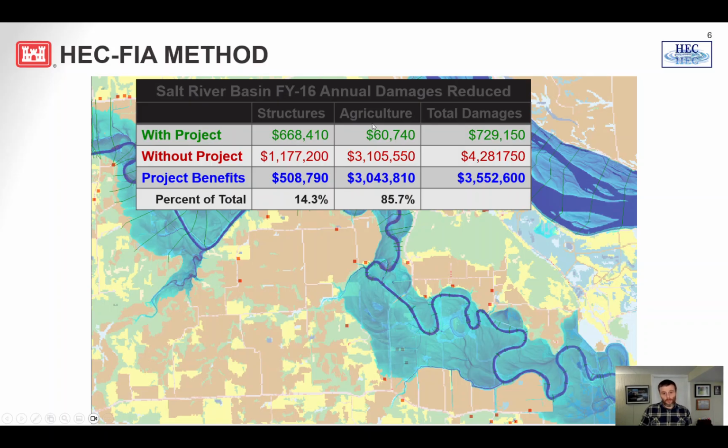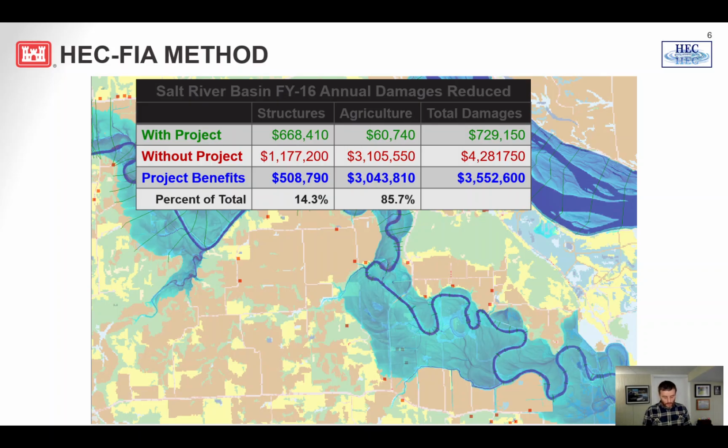And what you can notice is the agricultural damages when we do it is very much a large percentage of it. You can see 85 to 86% of the flood damages reduced are very much associated to agricultural damages. This is true for most of the projects in St. Louis. That's where primarily a lot of the flood damage reduced happen.